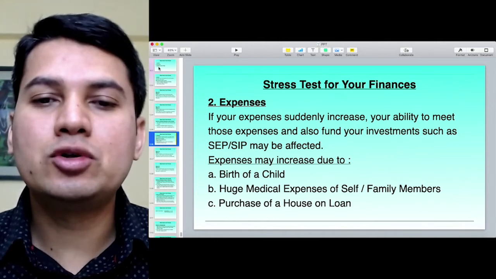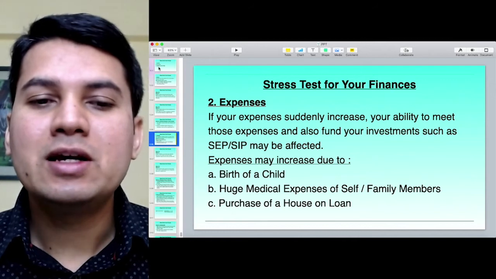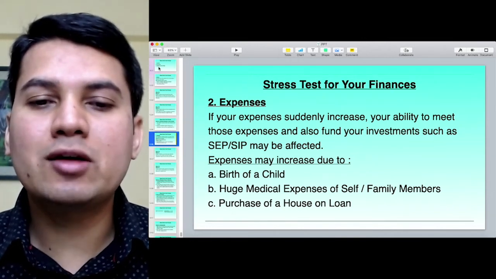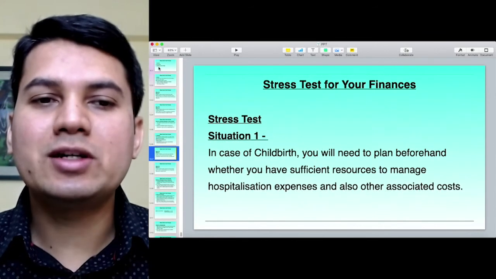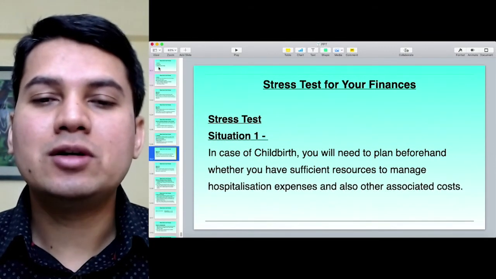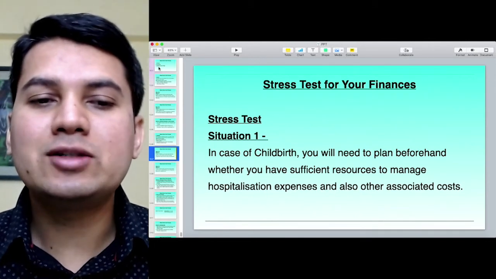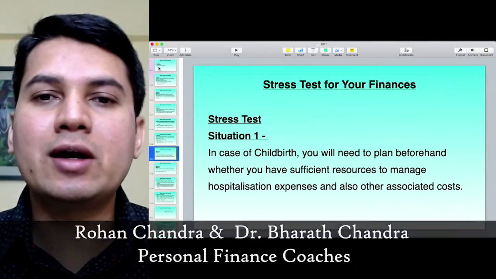Expenses may increase due to birth of a child. B, huge medical expenses of self and family members. C, purchase of a house on loan. Situation number one: in case of childbirth, you will need to plan beforehand whether you have sufficient resources to manage hospital expenses and also other associated costs.